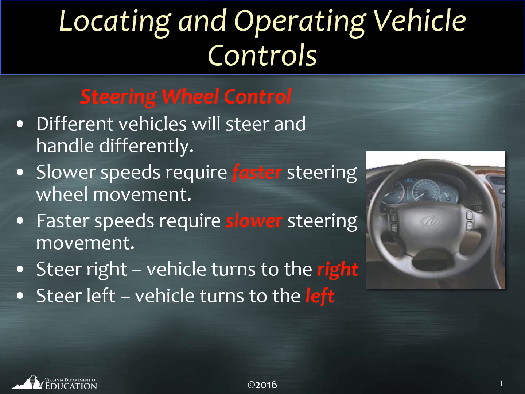Hello everyone. Today we are going to be talking about locating and operating vehicle controls. So again, the first thing that we're going to talk about is the steering wheel. Typically the steering wheel is going to be on your left side of the driving vehicle.